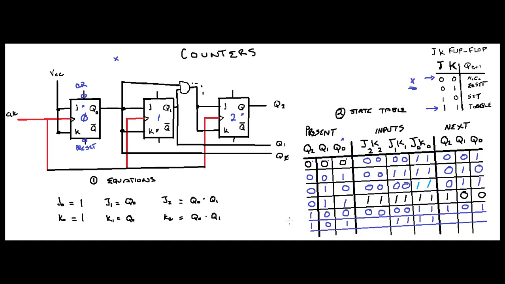Got it? And the next one, J2, K2, well, it's Q0 ANDed with Q1. And since one's a 0, one's a 1, no change. Okay? So let's see what happens here. Your 1 would toggle to a 0. Okay, that makes sense. The next one would toggle to a 1. And we would have no change on this one, right? Well, we're counting up pretty well.